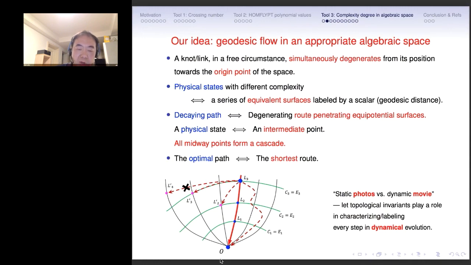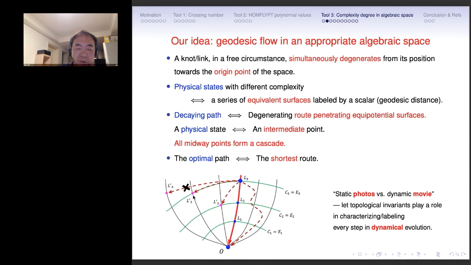That means we try to give every knot a geometric representation in the algebraic space. For example, this L3 is one knot. Then this knot wants to degenerate to the trivial origin. It has a distance from its position to the origin because it is a geometric point. We can always compute the distance between these two. We can develop some method to compute the distance.